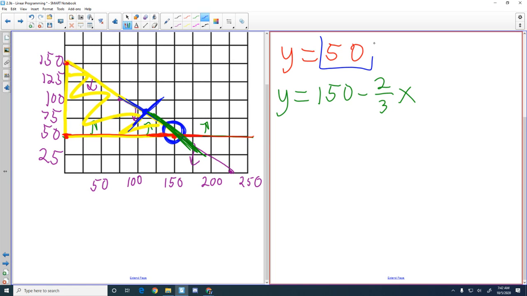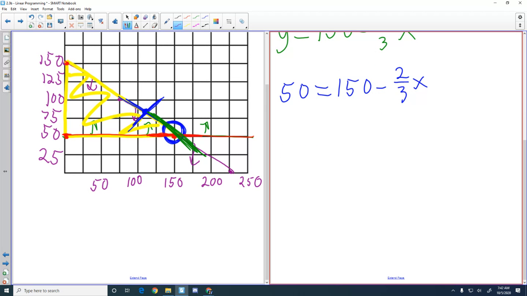In this case, since y is equal to 50, I would just take that value and plug it into the other equation for y. So this is the substitution method. And so I'd say, okay, so 50 equals 150 minus 2/3 x. And all we're going to do is solve this equation for x. From here, I would subtract 150 from both sides and get negative 100 equals negative 2/3 x.